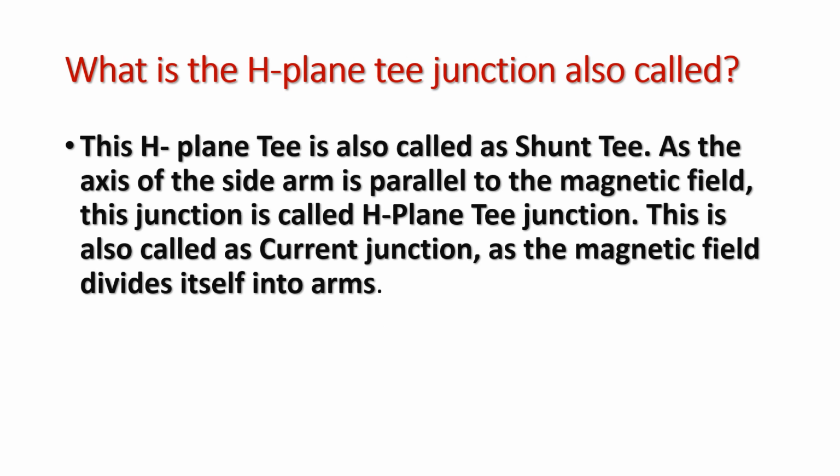Today I am going to present on the topic H-plane T-junction. So, first of all, what is H-plane T-junction? This H-plane T-junction is also called a shunt T, as the axis of the side arm is parallel to the magnetic field. This junction is called the H-plane T-junction. This is also called a current junction, as the magnetic field divides itself into two arms.